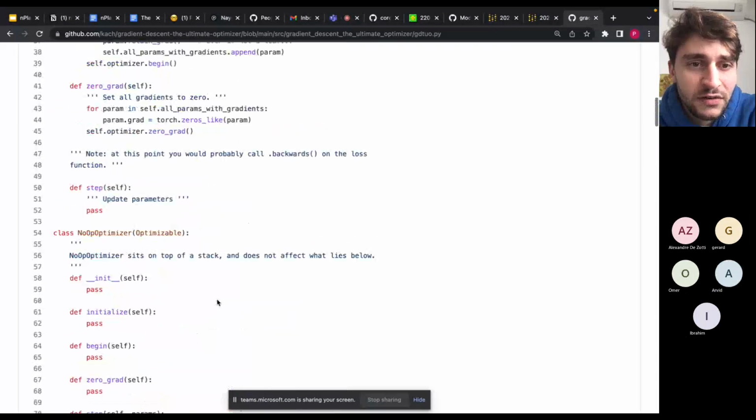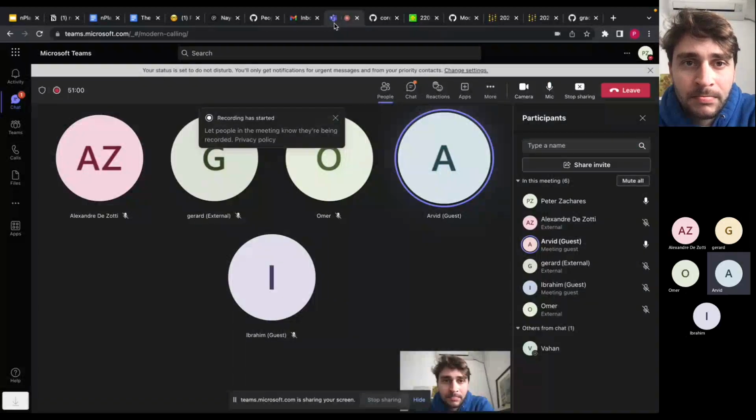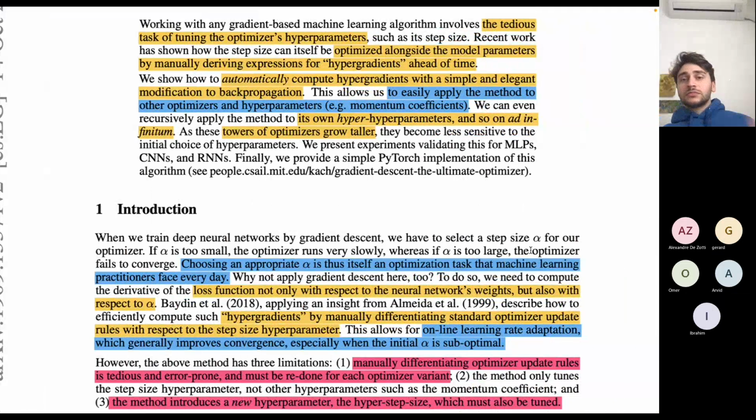Classic research code with things like run-on lines. Oh, wait, let me go back to the paper. So they did release code. I think it would be pretty easy to just use it out of the box.